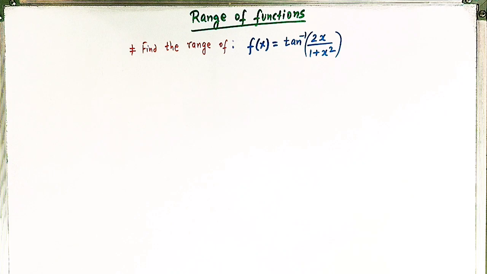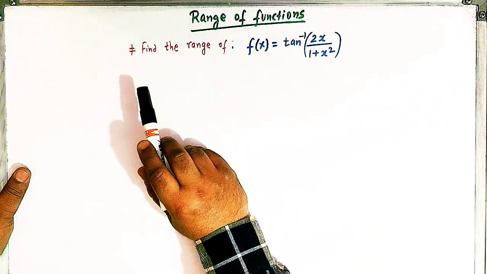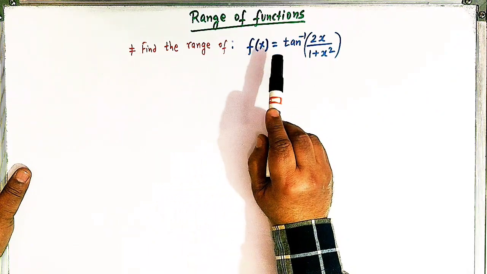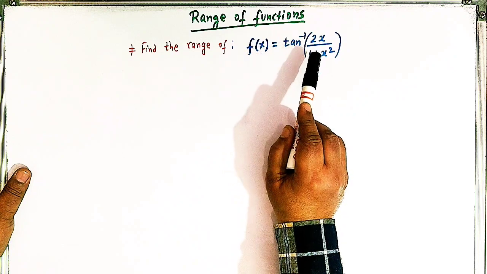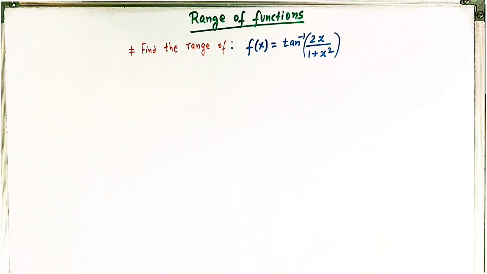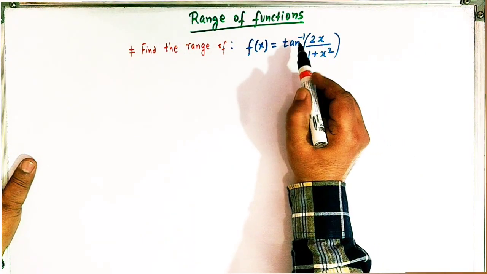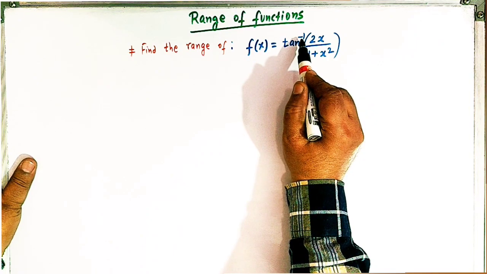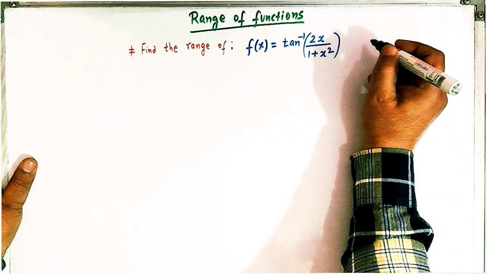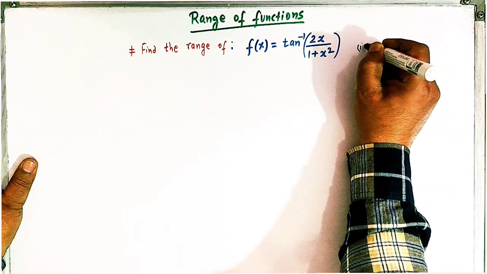Hello viewers, in today's session we are going to discuss an important and conceptual problem from a range of functions, right? Here we have to find the range of the function f of x equal to tan inverse of 2x divided by 1 plus x square. So viewers, here we have an inverse function, that is the tan inverse function, and to find the range of this function, we have to make use of some important concepts.